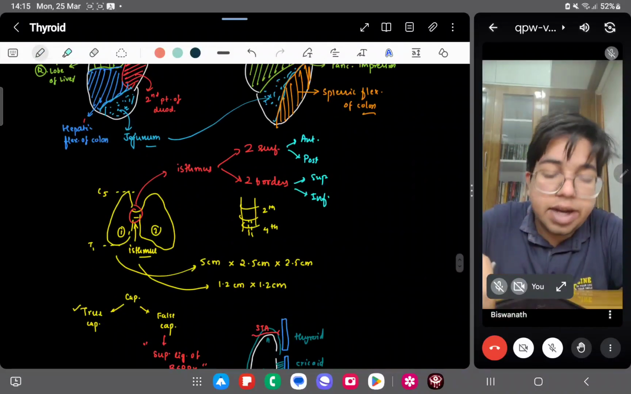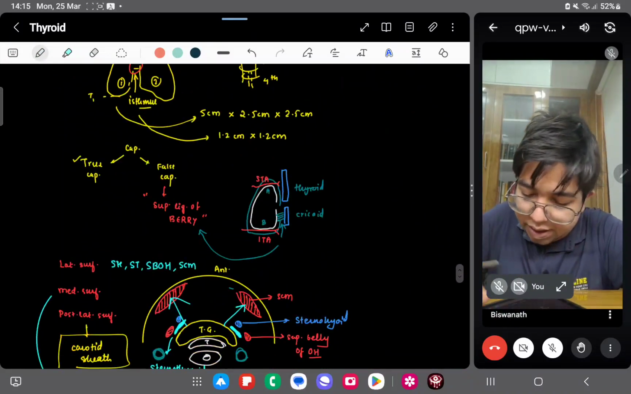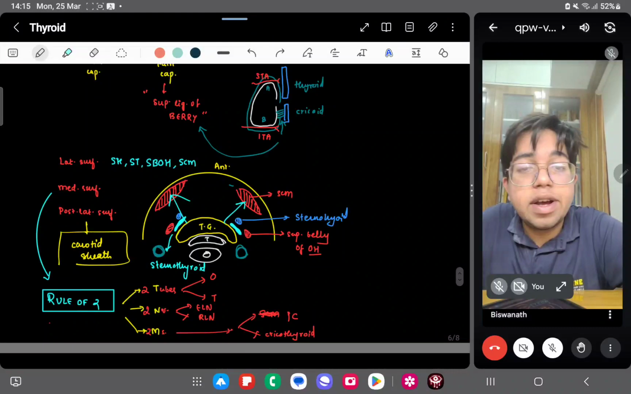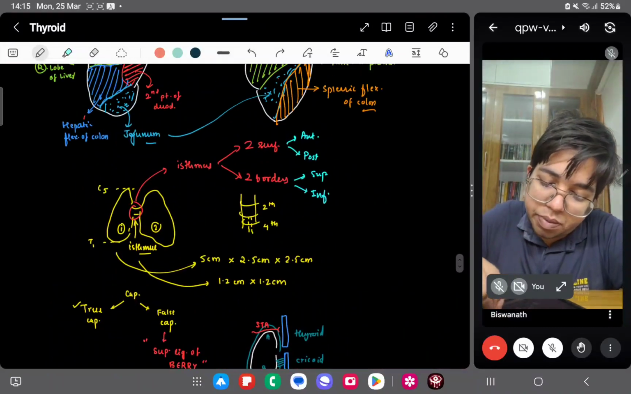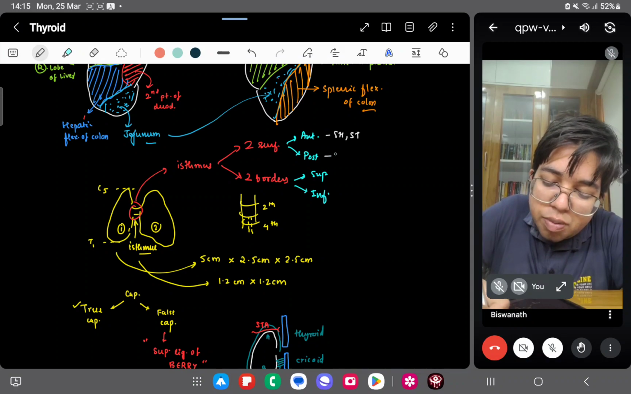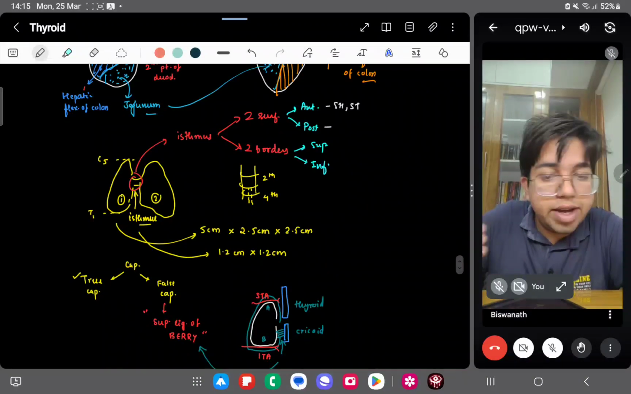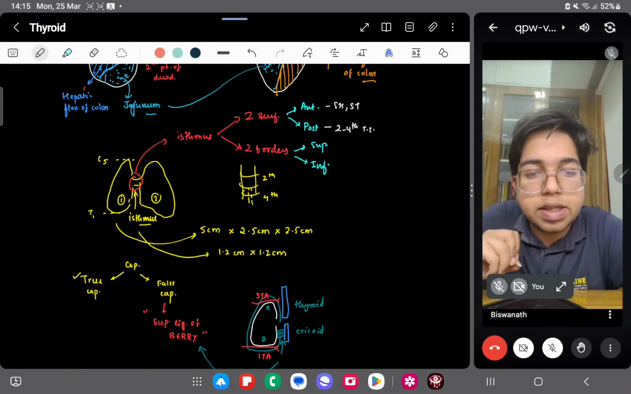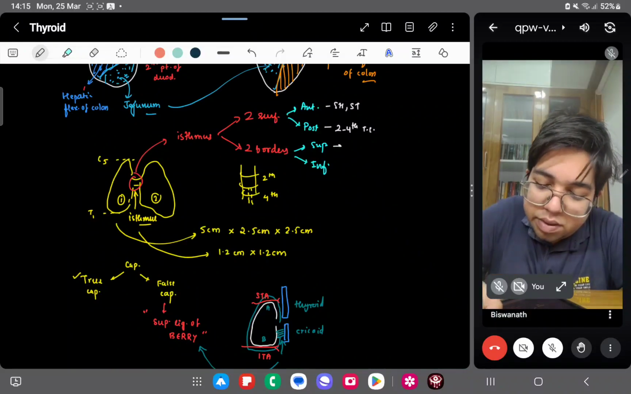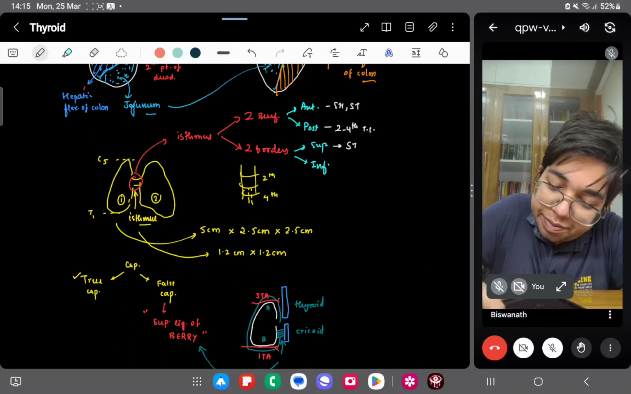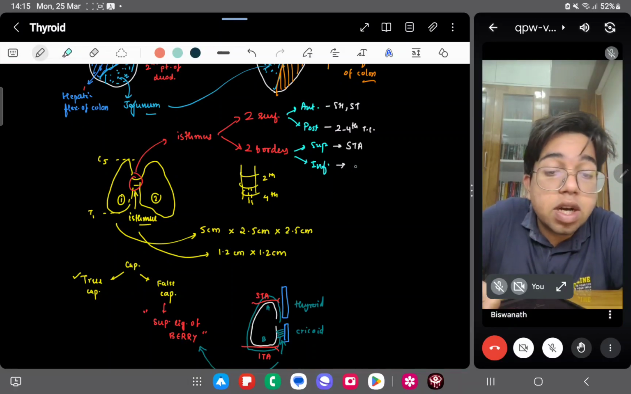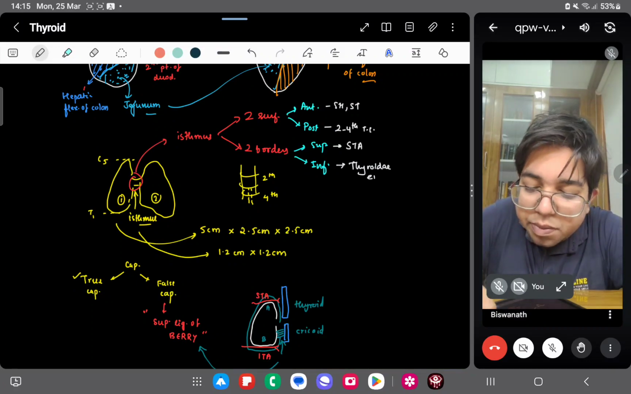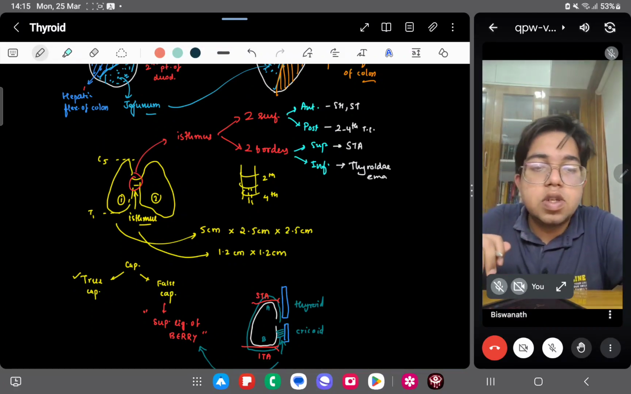What are the relations of your anterior surface? The anterior surface will have these muscles as well: sternohyoid and sternothyroid. Posteriorly, tracheal rings, right? Second to fourth tracheal cartilage. Superior, you have the superior thyroid artery, and inferior you have something called the thyroidea ima artery. Done. So these are your relations.